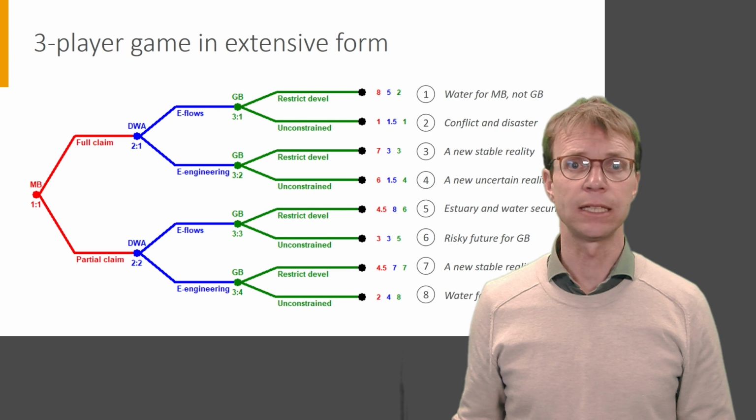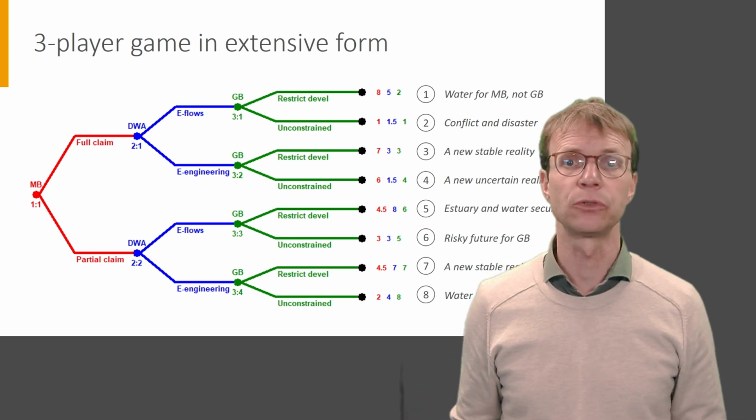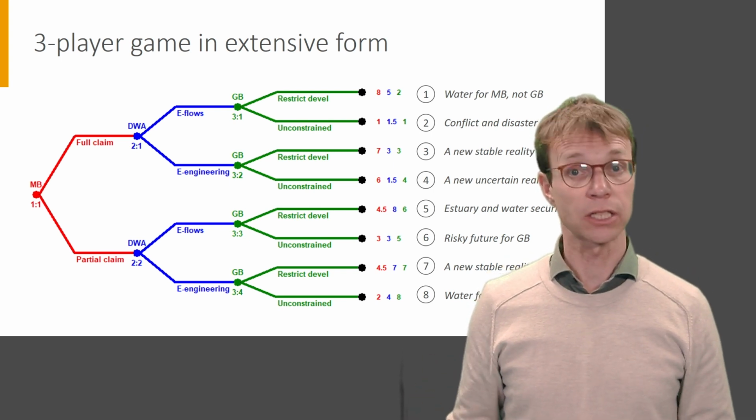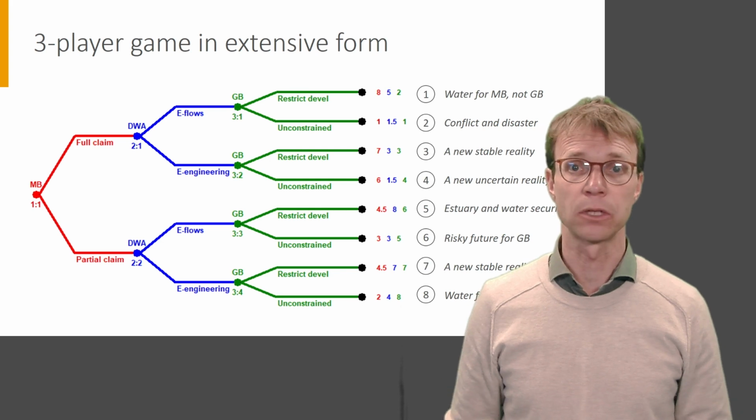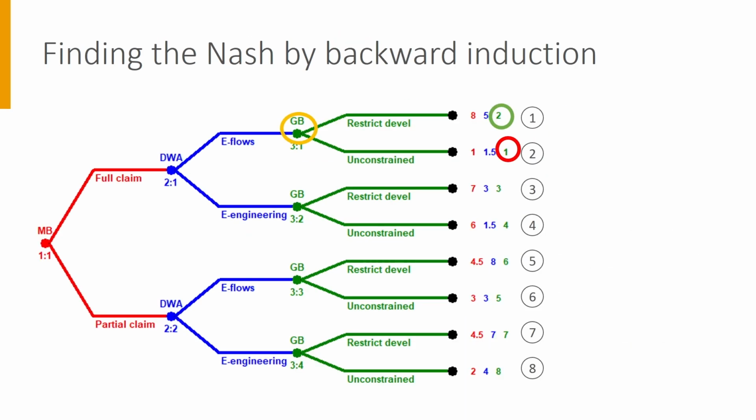Computers can help you find it, for instance with Gambit software, but we can also find it ourselves sometimes, using backward induction. The village of Great Brock moves as third and last player. They are the green player in the tree.